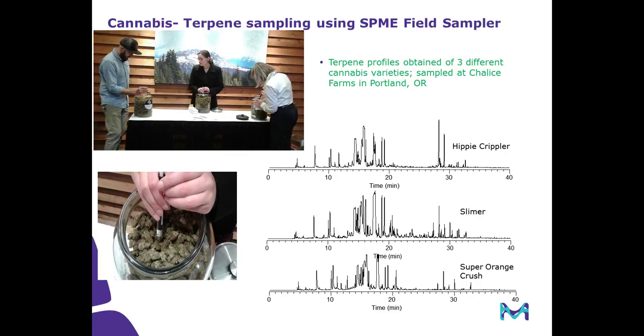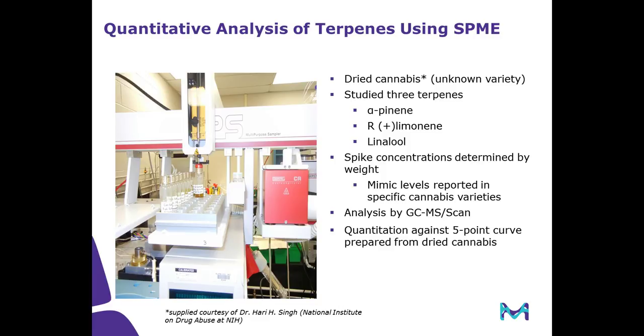Then we shipped the samplers back to MilliporeSigma in Bellefonte, Pennsylvania, and about 2 weeks later, I desorbed them into a GC-MS system. This was the first variety that we sampled, Hippie Crippler, the second variety, Slimer, and the third variety, Super Orange Crush. You can see we got very nice terpene profiles, and we were able to see some differences between them. So this could be a pretty useful tool if, say, you wanted to do some terpene sampling for qualitative reasons, perhaps out in the fields, for identification of a strain or other reasons.